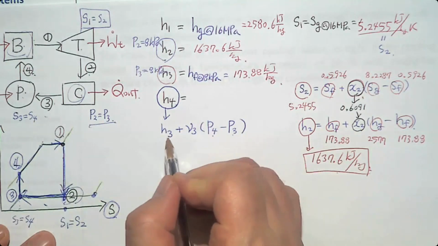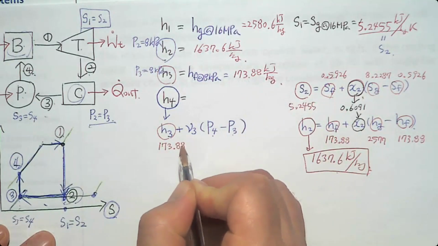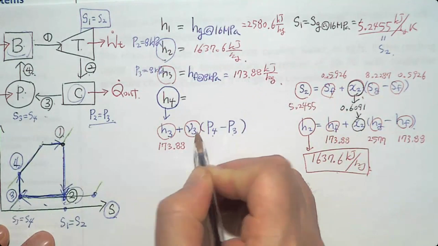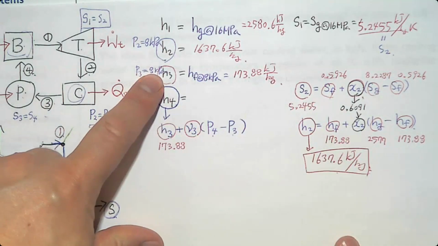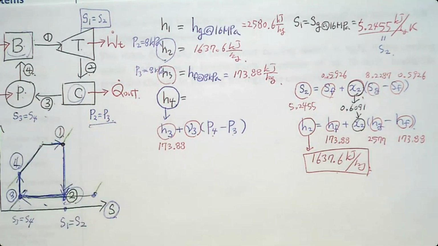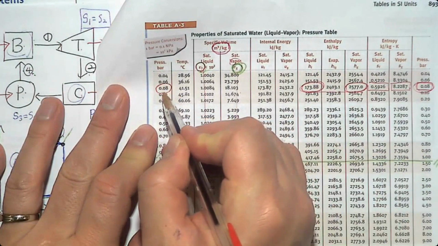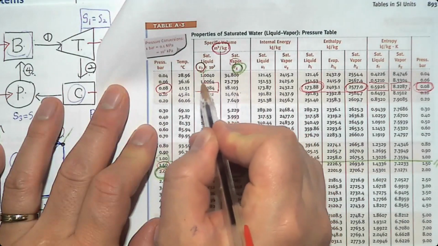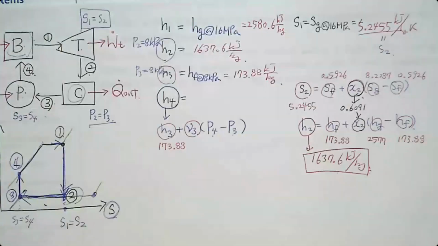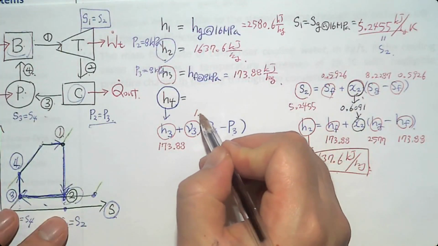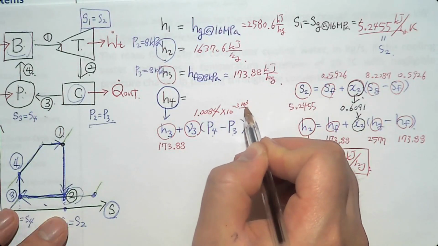Then what is H3? Oh, we already have it. 173.88. Can you find V3? What is V3? The specific volume of saturated liquid at 8 kilopascal. What is it? This one. 1.0084 times 10 to the minus 3 cubic meters per kilogram.